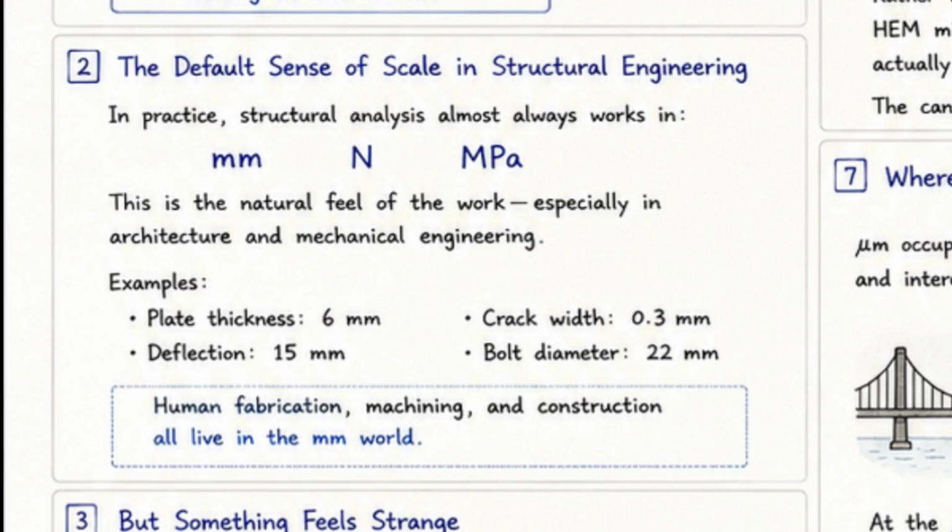In structural engineering, we almost always work in millimeters, newtons, and megapascals. Plate thickness, deflection, crack width, and bolt diameter are commonly measured in millimeters. Human fabrication, machining, and construction all live in the millimeter world. Without noticing it, millimeters become the default lens through which we see structures.